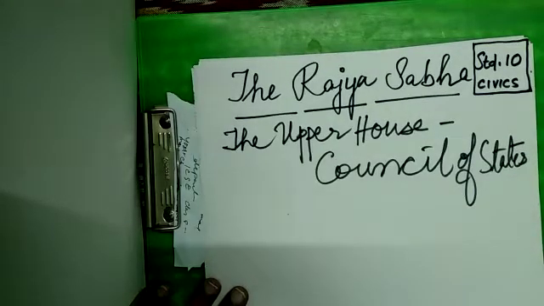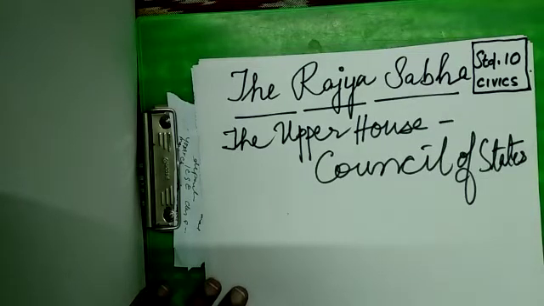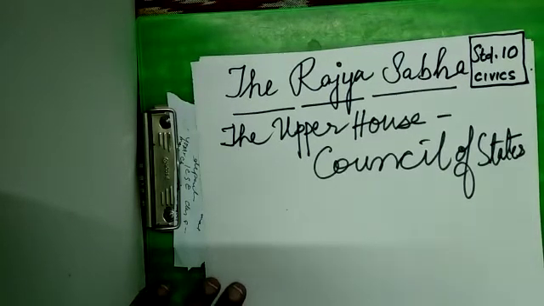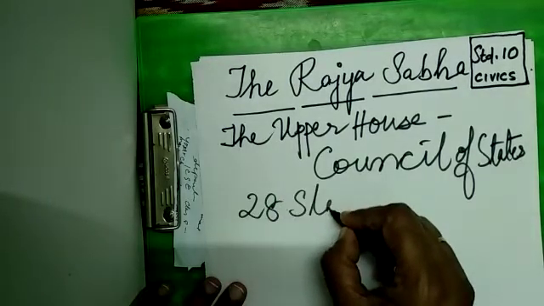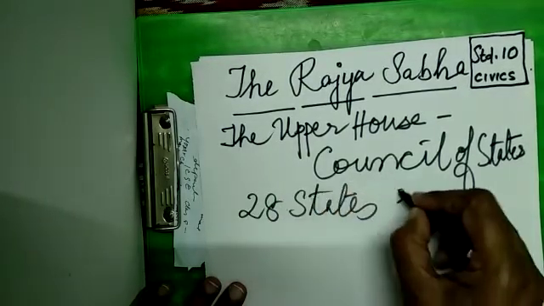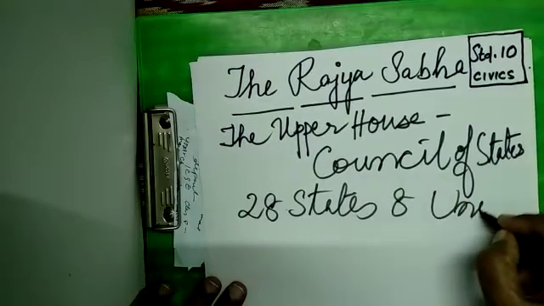The Rajya Sabha has its representatives from all the states and union territories. It represents 28 states and 8 union territories.